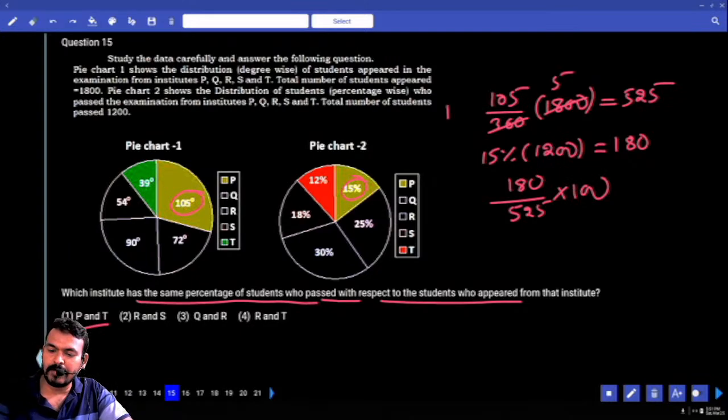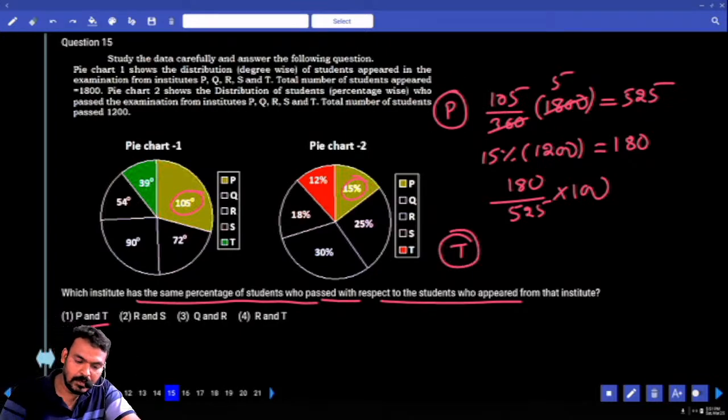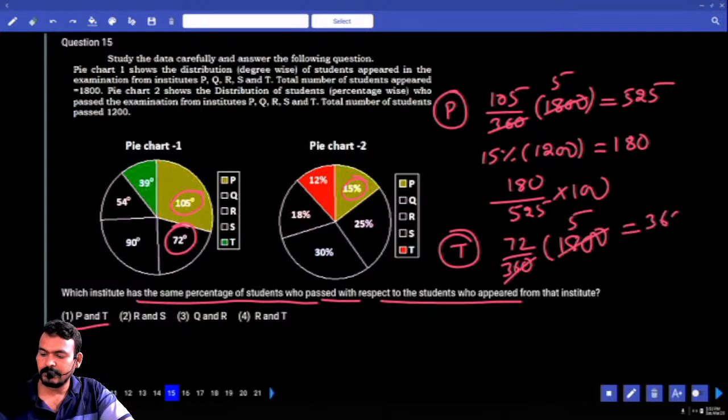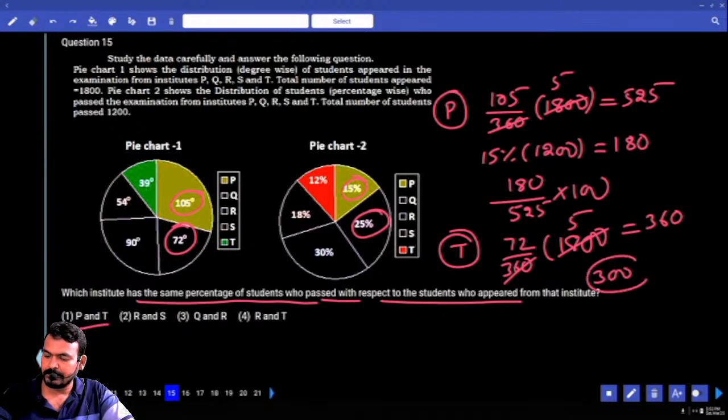It is only the P value. Again we need to identify which one? The T value. T means how many degrees? 72. 72 upon which one? 360 multiplied by 1800. 360 how many times? 5 times. 72 fives are 360. And the pass value in the second diagram is 25%. 25% means it is 300.